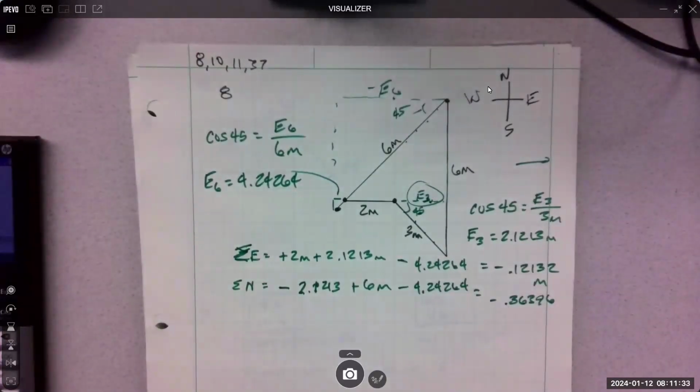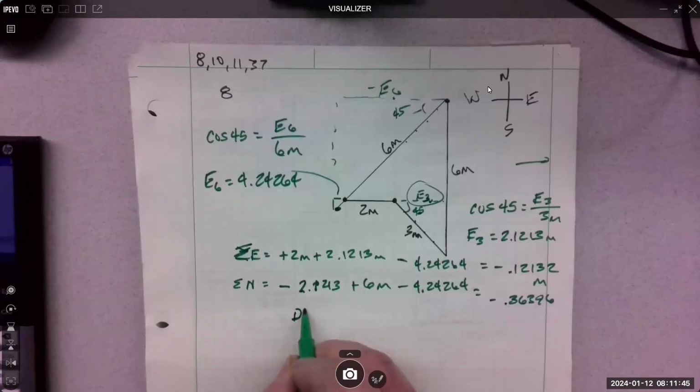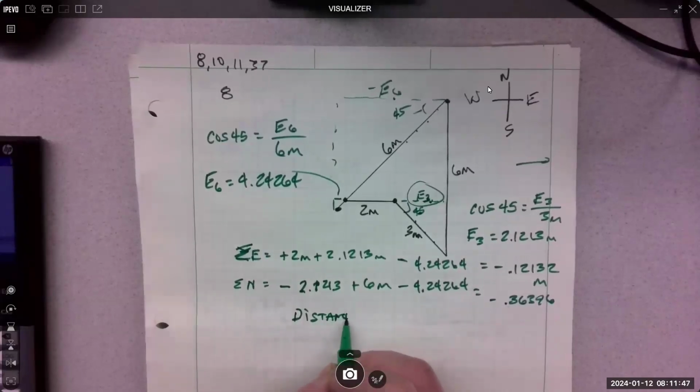All right, so then what did the question actually ask? How far away is she? So what do you think we need? We need the hypotenuse. All right, how far away is she? 0.38 mile.